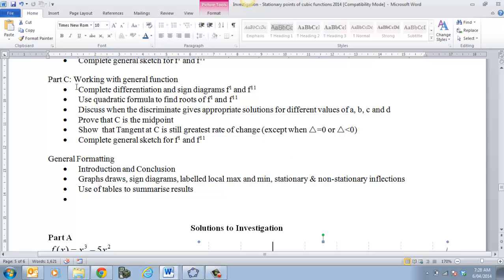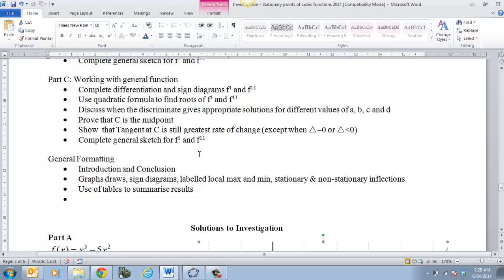So working in part C, where you've got your general function with the A, B, C, D, again, you're doing the same sort of things. Then when I'm looking at your general formatting, I'm looking for things like, does it have an introduction? Does it have a conclusion?